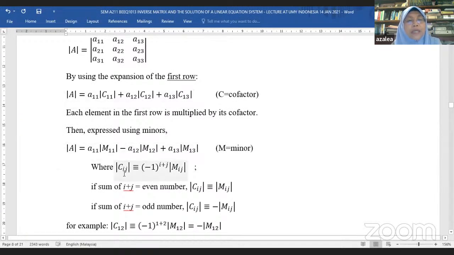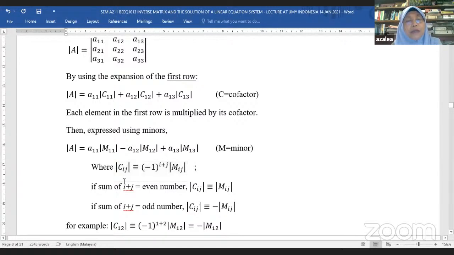Okay, remember when we have cofactor and minor are related, using this formula. Cofactor is defined, this three lines meaning identity, so the left hand side is equal to the right hand side. Cofactor is defined to be minus 1 to the power of i plus j times the minor.